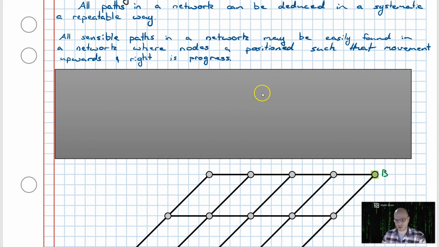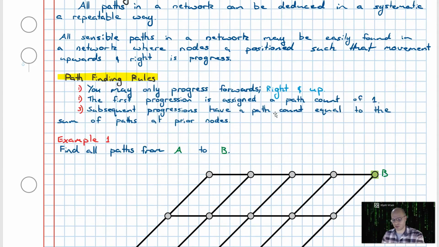Now the way in which we're going to find all of the paths within a network between two nodes is we've got a very simple algorithm we can use. It consists of three rules in an unconstrained network. Rule 1 is you may only progress forwards. Forwards being defined as moving to the right or moving in an upward direction.